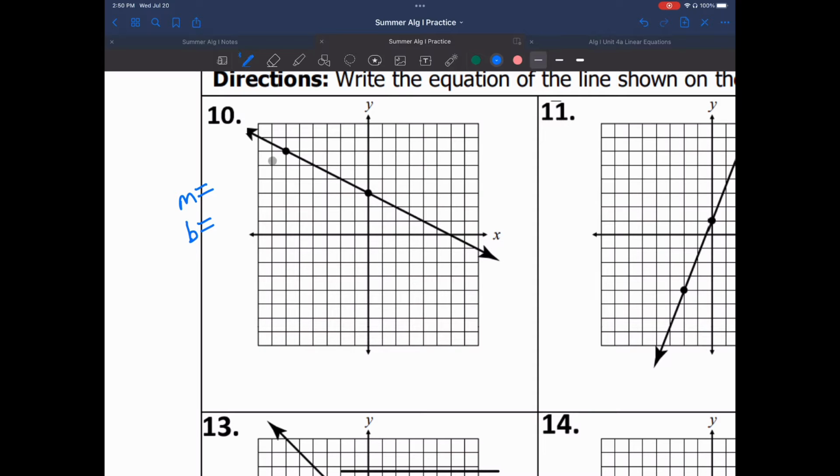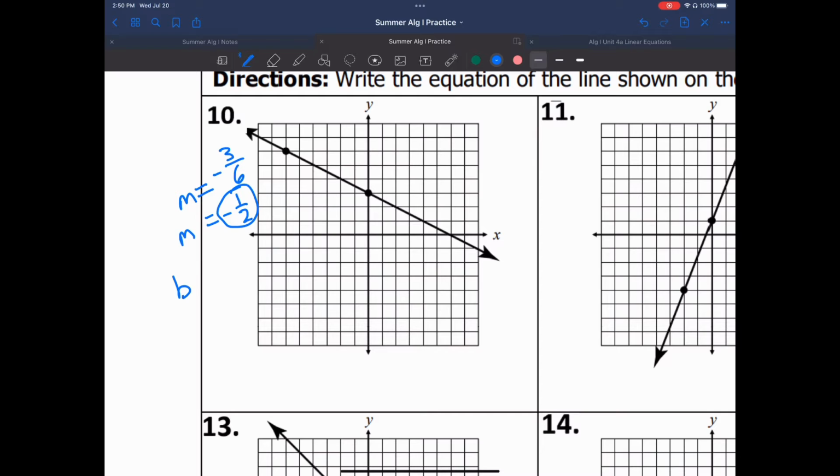So if I find my slope first, I'm going to go from this point to this one. And I'm going to count, that's going to be down 1, 2, 3, so -3, and over 1, 2, 3, 4, 5, 6. So I could say negative 3 over 6, but I also know that can simplify. So I'm going to say my m is actually negative 1/2. That's what that would simplify to.